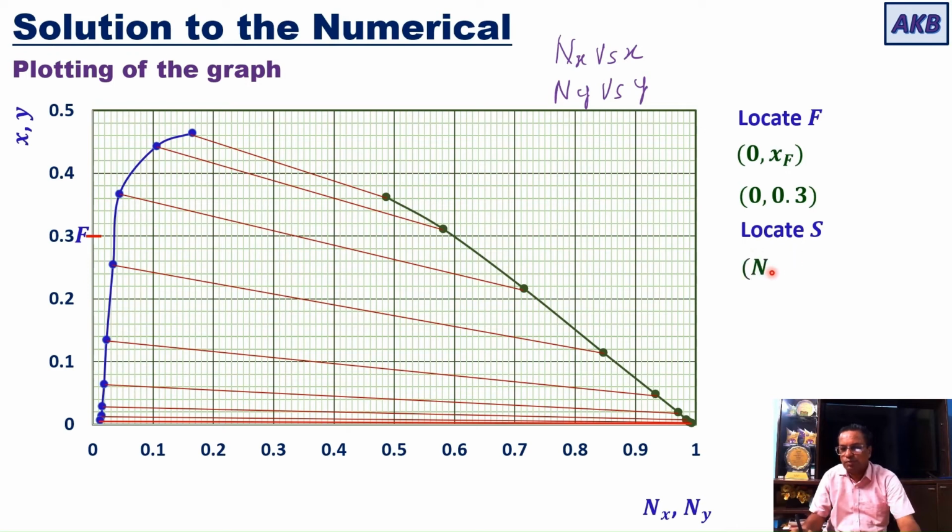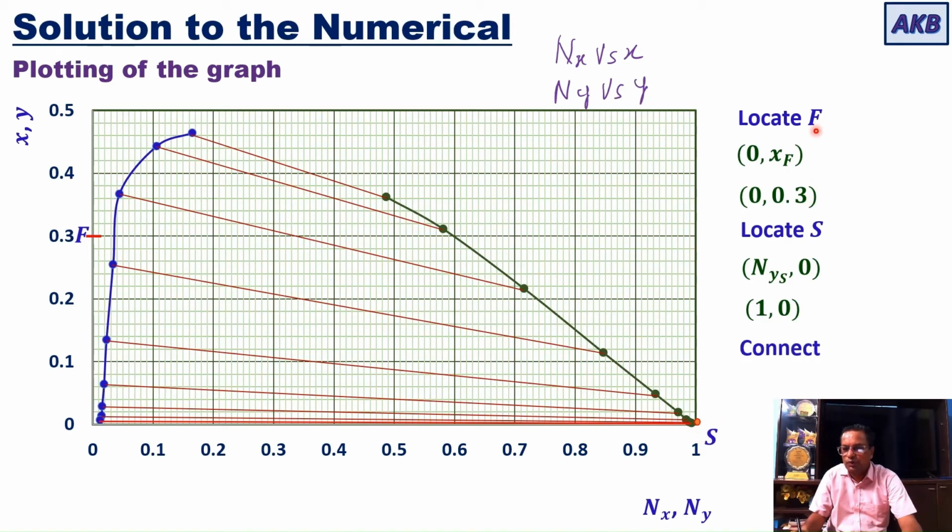Then we have to locate point S. Point S will have coordinates of NS, 0. NS is 1 because pure solvent is used. So point S has coordinates of 1, 0. So it will be located over here. So this is point S.